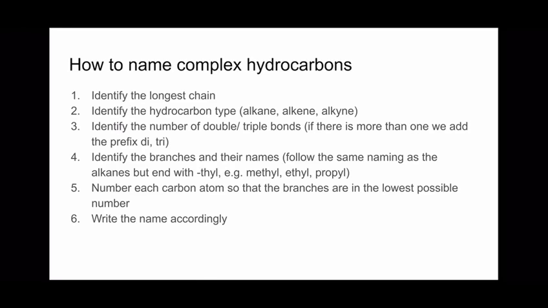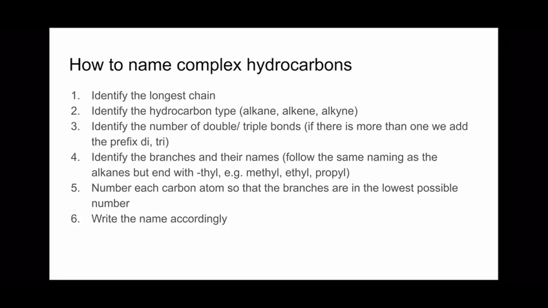Now, how to name complex hydrocarbons? First off, we need to identify the longest chain of carbon atoms. Then we need to identify the hydrocarbon type, whether it is an alkane, alkene, or alkyne, by looking at the bond types. Then we need to identify the number of double or triple bonds, and if there are two, we add the prefix di, and if there are three, we add the prefix tri. Then we need to identify branches and their names.